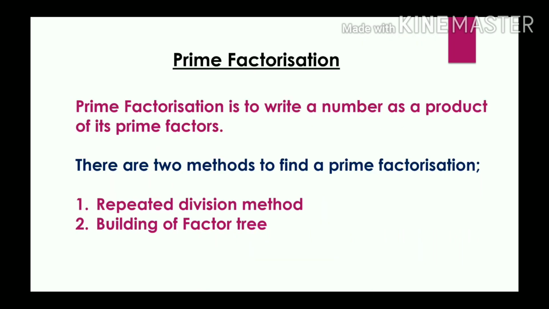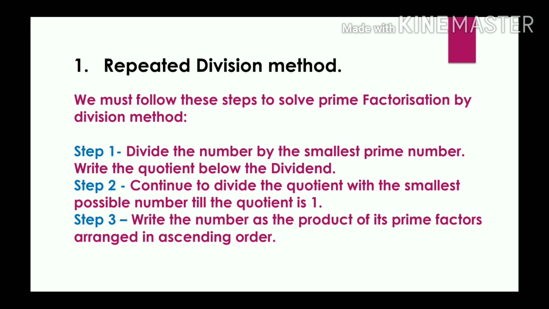Prime factorization. You can see with the name of the topic, prime factorization means to factorize the number by prime numbers. Prime factorization is to write a number as a product of its prime factors. There are two methods to find a prime factorization: first, the repeated division method; second, building a factor tree method.